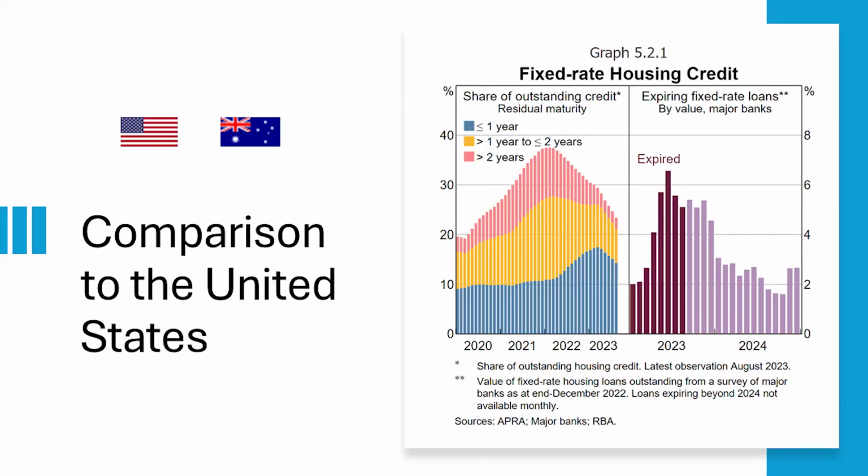Whereas in Australia, as you can see in the graph here, from APRA, major banks and the RBA as a source, the vast majority of our lending is not fixed, it's variable. Most fixed rates, especially if you look towards the end of 2023 there, have expired. So over 80% of our loans are now variable.